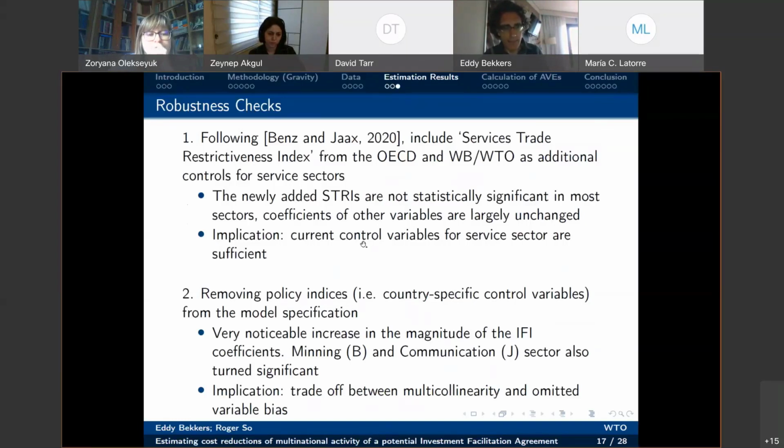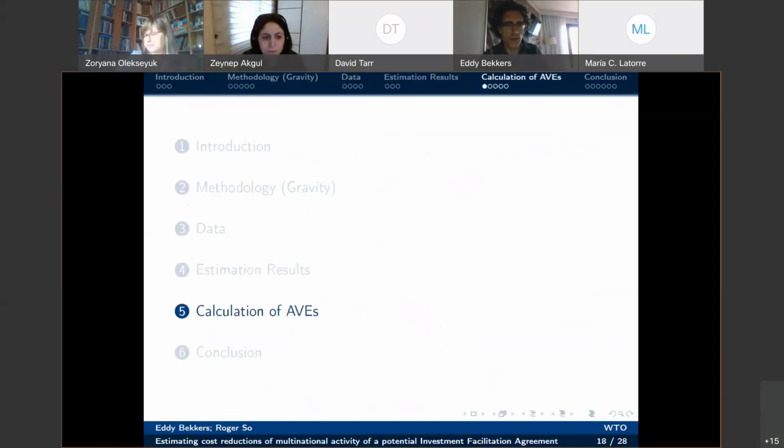Then another thing we did is we tried to remove the policy indices. And we see that then in some sectors, things become significant, like mining and telecommunication. So you get a trade-off between multicollinearity and omitted variable bias. You could say, okay, let's get rid of them, but I would rather say no, it's better to be stricter and do a harsher test and include this set of control variables.